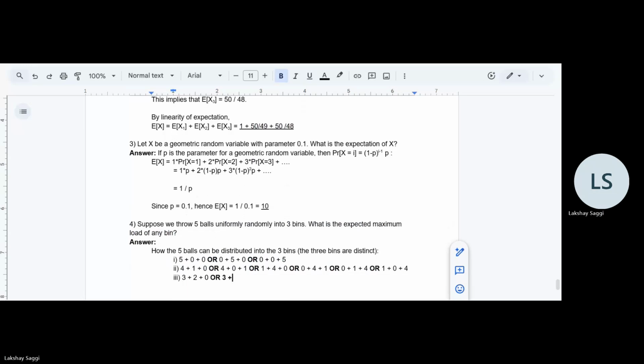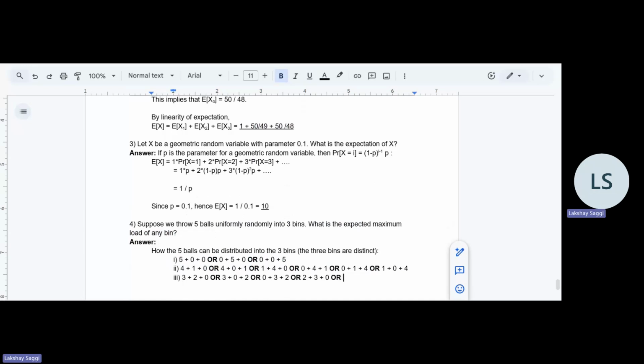or let's say the first bin has 3 balls, the second bin has 0, third one has 2. Similarly, one can have, let's say, the first bin has 0, second bin has 3, third bin has 2, and similarly first has 2, second has 3, and third has 0.